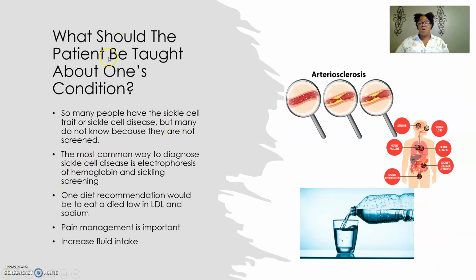What should the patient be taught about the condition? The main thing I think about is diet. Have a diet low in LDLs and sodium, because you already have enough clotting going on with the blood. And if you have arteriosclerosis, which is hardening of the arteries due to lipid deposits, this can cause even further clots. And once a clot gets stuck there, that cuts off the blood flow, and there you go. You can have a sickling crisis.